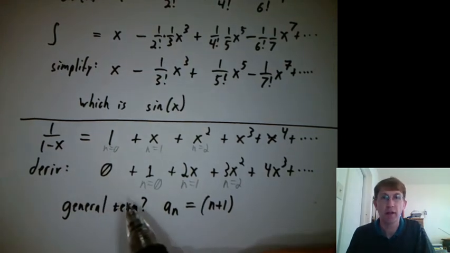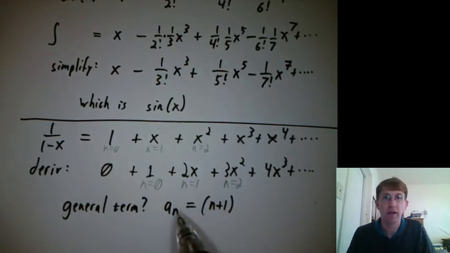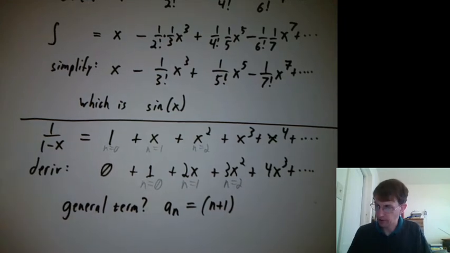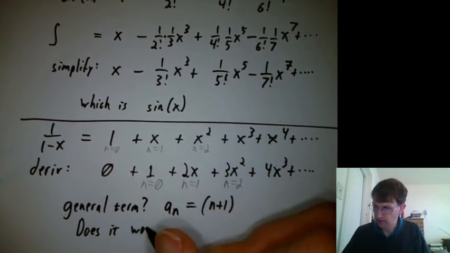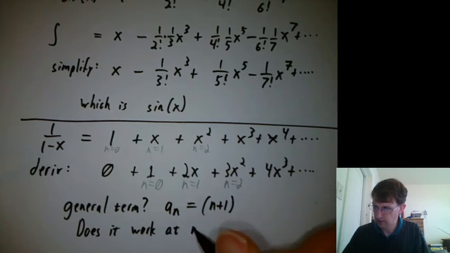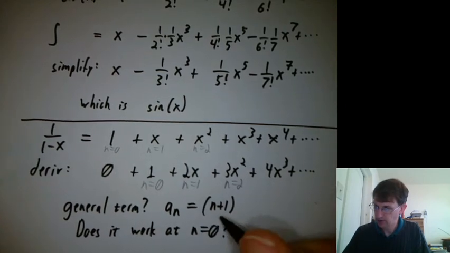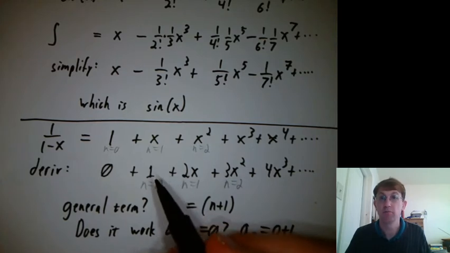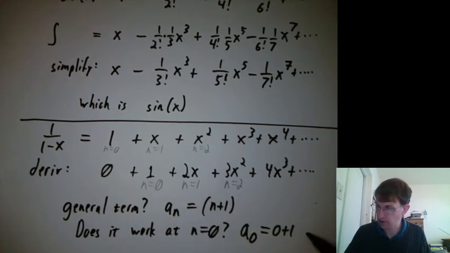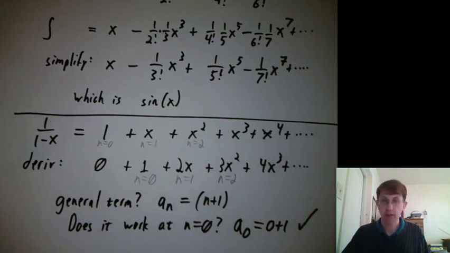Pretty happy about that. Does this still work at n equals 0? Let's think about that. So this would say a sub 0 equals 0 plus 1. And is that the coefficient on x to the 0? Yes, it is. The coefficient on x to the 0 is 1, so that works. So that was good for us to check.